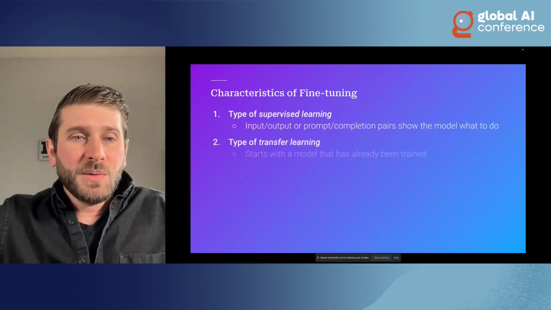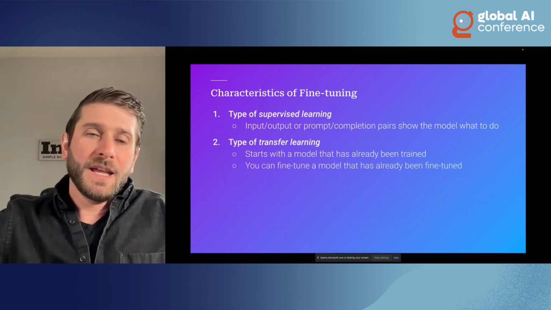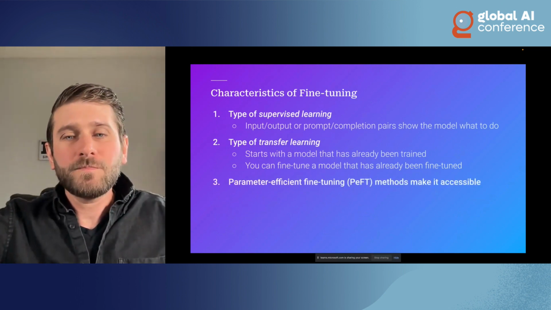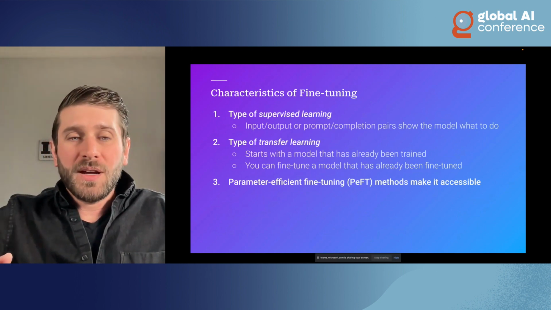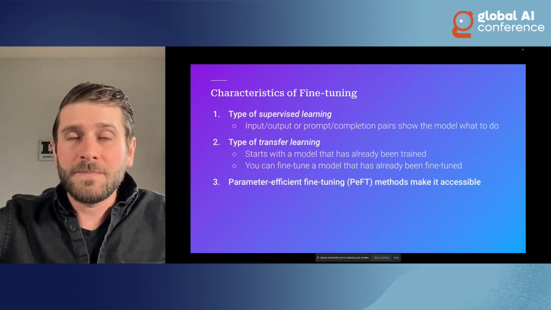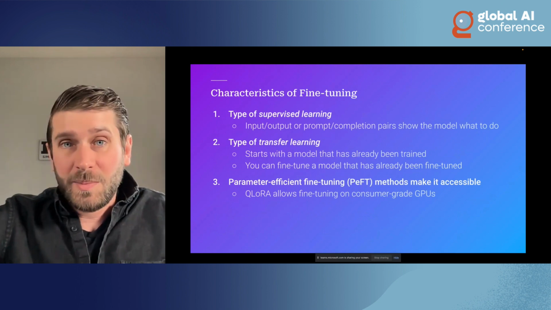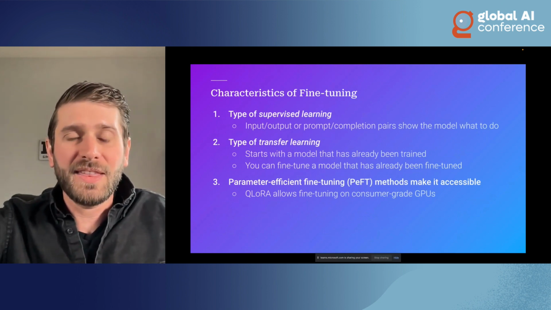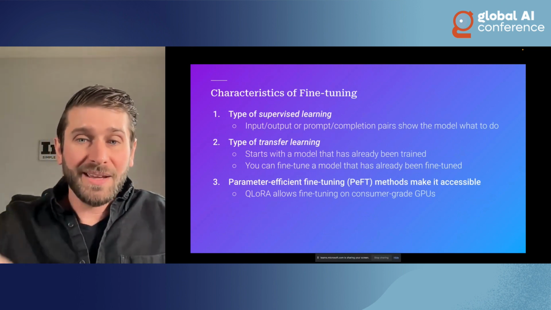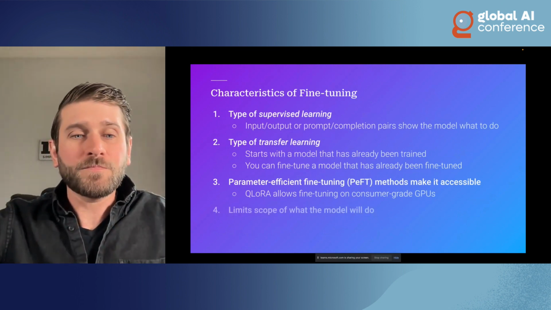It's a type of transfer learning, which means that you're starting with a model that has already been trained, which we showed in the chart, and you can fine tune a model that has already been fine tuned. This can go through many different phases. And unlike pre-training, we've made fine tuning very, very accessible with parameter efficient fine tuning methods. QLoRA is a really good example, which allows fine tuning on consumer grade GPUs. So instead of having thousands of these really expensive high performance GPUs with huge memory banks, you can actually fine tune and get high quality results on much smaller machines.